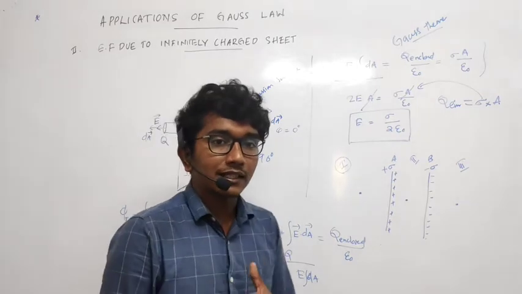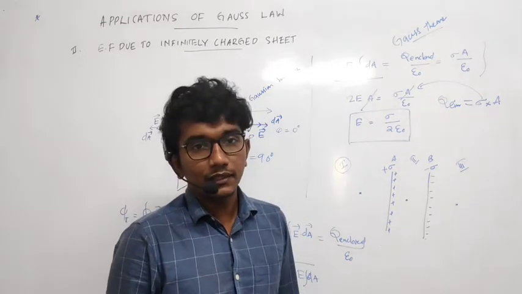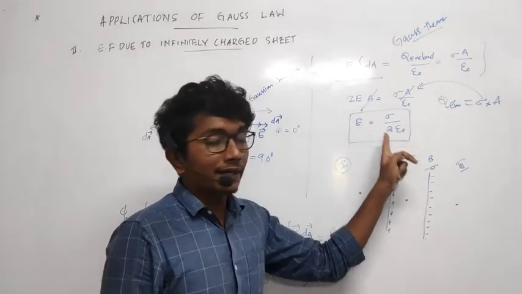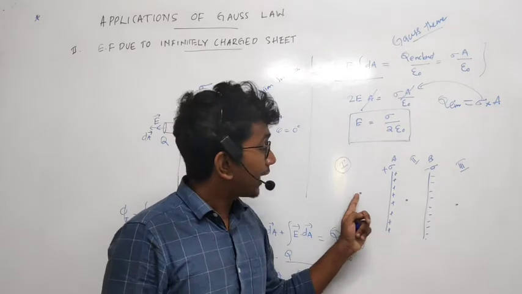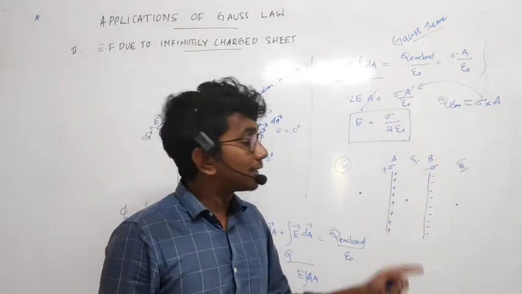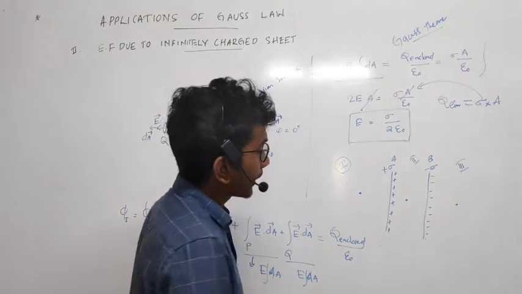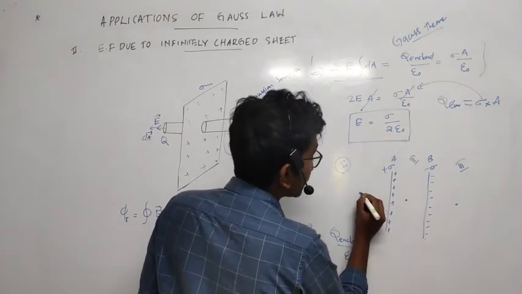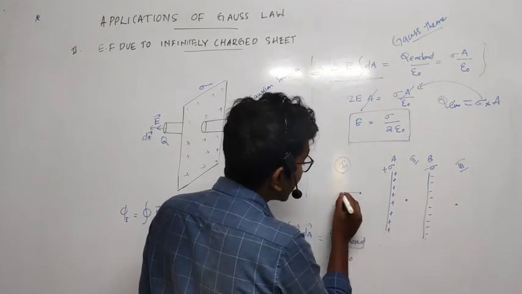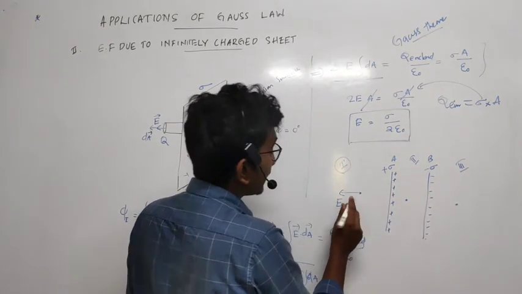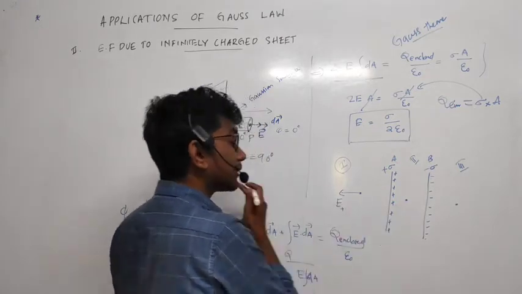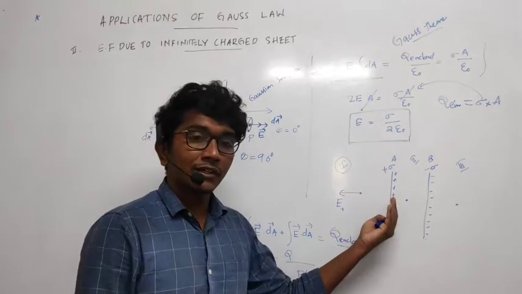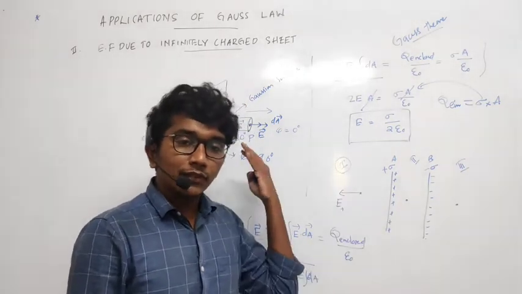First of all, we have to consider the direction of the electric field. We know that the electric field due to a single sheet at any point will be sigma by 2 epsilon 0. But we have to consider the directions of the electric field since there are 2 sheets. First we will consider this sheet, A sheet. Which direction will it be? It will be in this direction. EA or E plus will be in this direction. Why? Because it's a positive sheet, so the electric field moves away from the positive sheet.